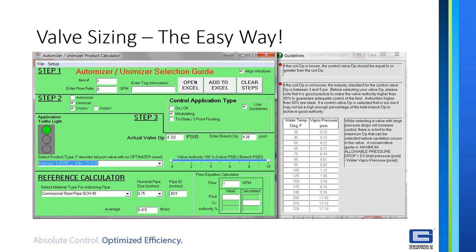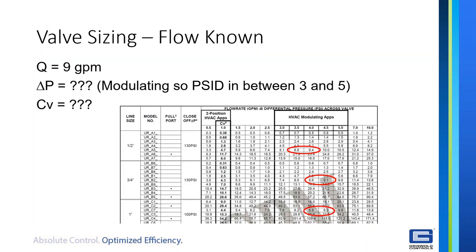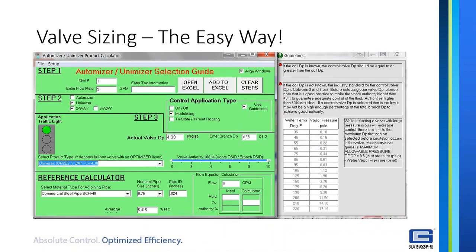So you can see we're back with this same 3/4 inch 4.3 valve that we saw right here in this slide. We pick it there, and now we can see that if we use that valve, our actual valve pressure differential, actual pressure drop across it, is 4.38. So you can also put in the branch pressure delta P and calculate what the authority is. So it's a simple tool.